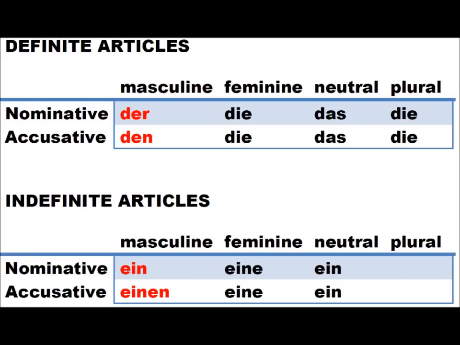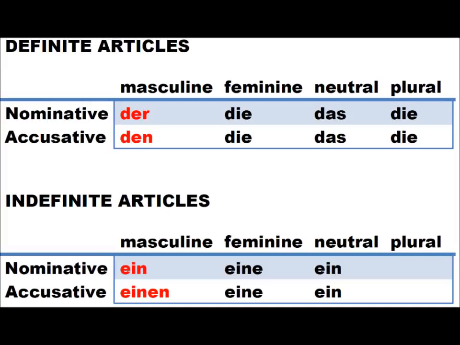Now, as a reminder, I'm going to show you the relevant tables which you need to memorize in order to use the accusative case correctly. All right, let's take a look at these tables. The following two tables show the definite articles and the indefinite articles in German in the nominative and the accusative case. And you can see the articles in the masculine form, in the feminine form, in the neutral form, and in the plural form. All right?